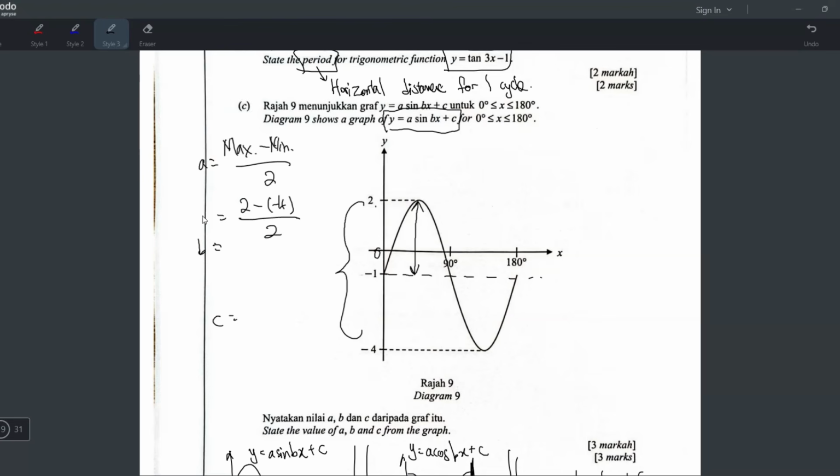And dividing by 2, that just gives you half the distance, which is the amplitude. So the 2 plus 4 is 6, divided by 2 is 3 lah. So that's your A answer.